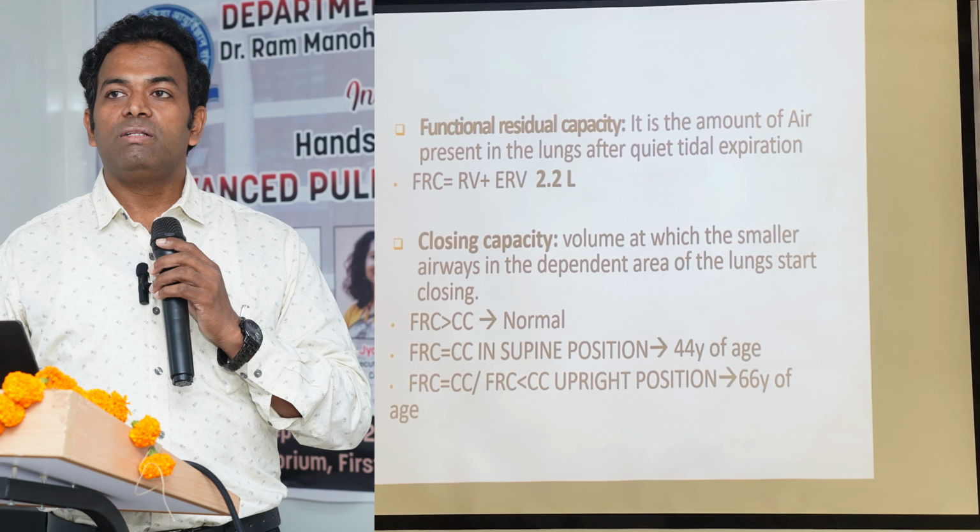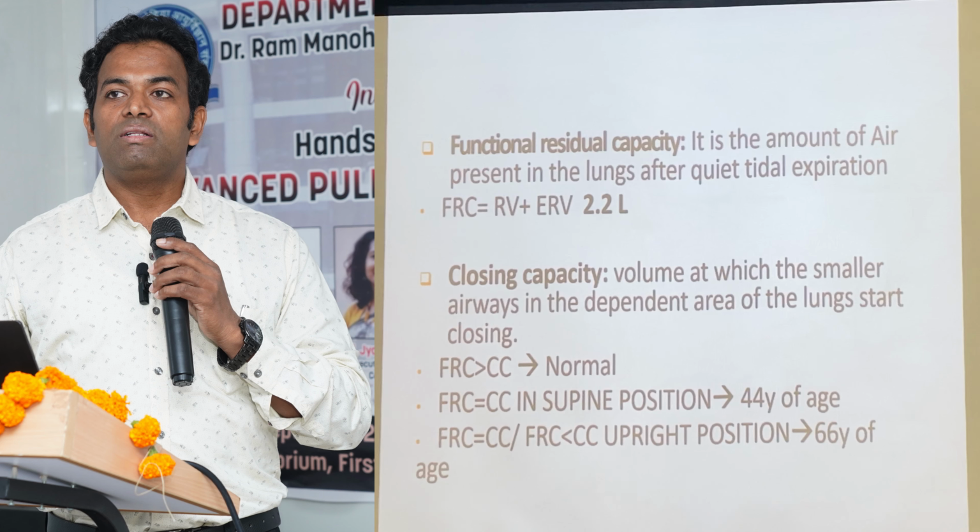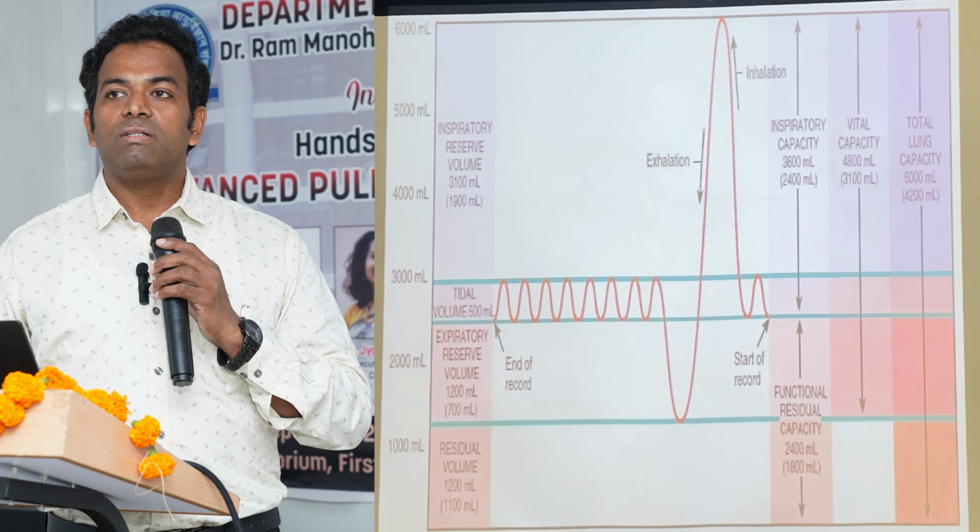Then the closing capacity is the volume at which the smaller airways in the dependent area of the lung start closing. And this is the graph we get during the spirometer test, and this is known as spirogram. It includes the tidal volume, the inspiratory reserve volume, tidal volume, then expiratory reserve volume, residual volume, and then the inspiratory capacity, vital capacity and the total lung capacity.